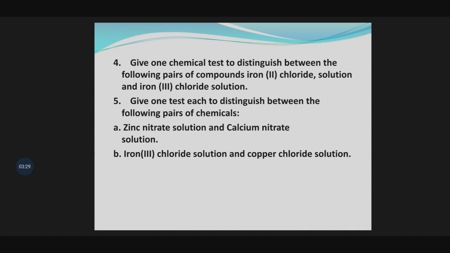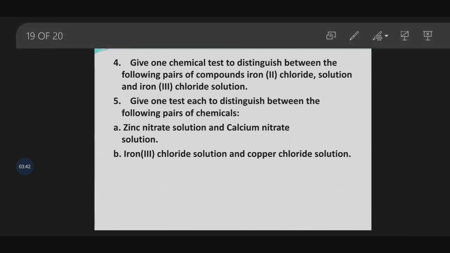Last one is given iron 3 chloride solution and copper chloride solution. It is also very easy. We add any one alkali; the one which will form a reddish brown precipitate is iron, and the one which will form a pale blue precipitate is copper. Now if you take sodium hydroxide, till now it is clear, it is okay, but if you take ammonium hydroxide, then you have to mention the next step also. This answer I am explaining once more.